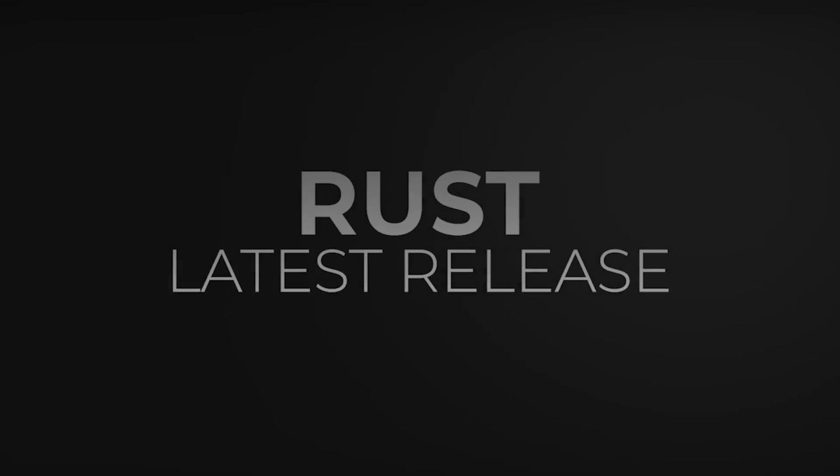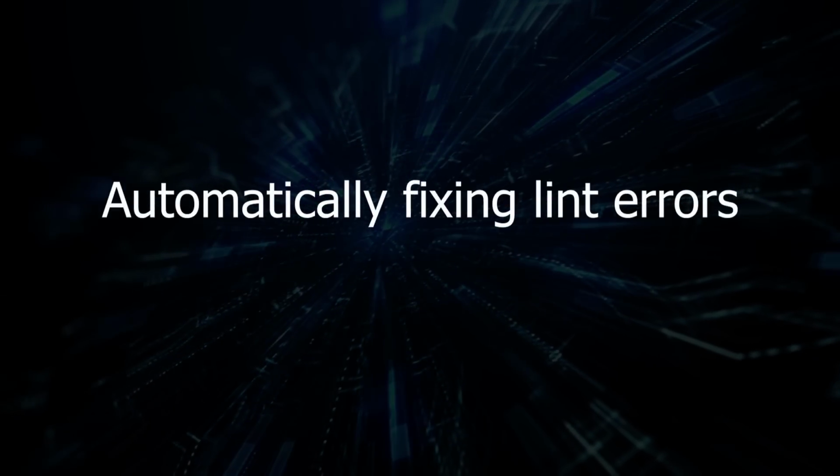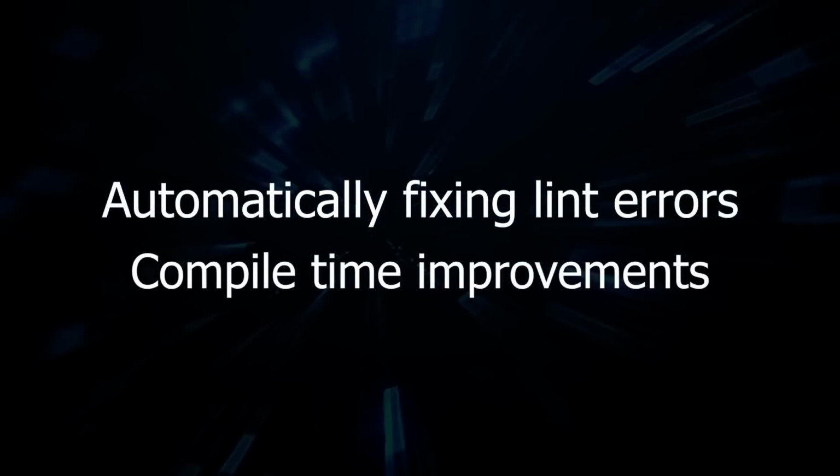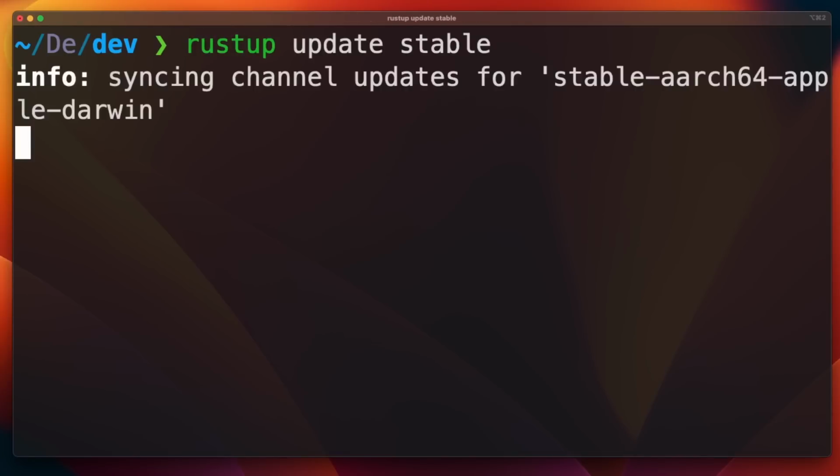In this video, we'll go over the latest release of Rust, version 1.69.0. Specifically, we'll cover two main features, which are automatically fixing lint errors and compile time improvements. To update to the latest Rust version, simply run rustup update stable.